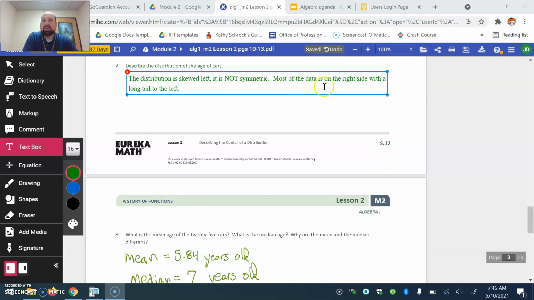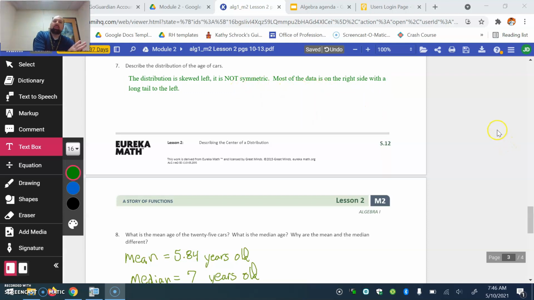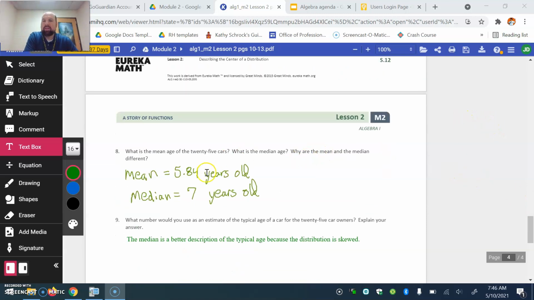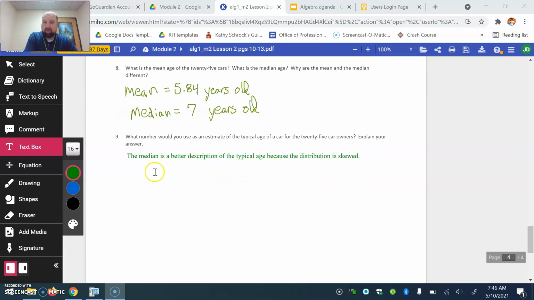It is not symmetric. Most of the data is on the right with a long tail to the left. So that's how you describe if it's skewed left or right. Here's the mean and the median. The number in the middle is 7. Add them up and divide by 25, and you get 5.84.